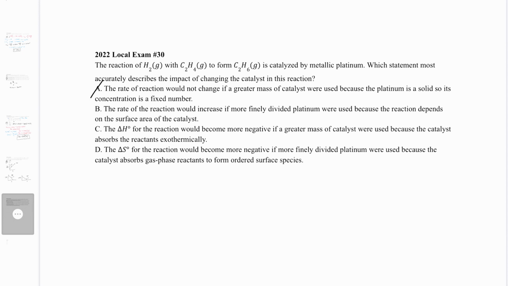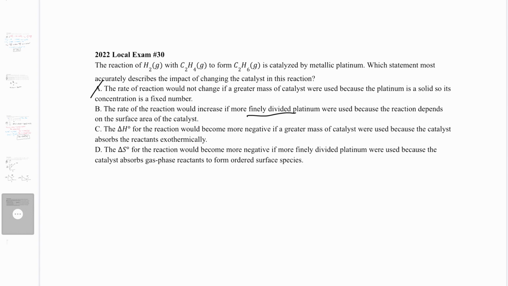B, the rate of the reaction would increase if more finely divided platinum were used because the reaction depends on the surface area of the catalyst. That is true. If you have more catalyst and you have more surface area for the catalyst to work on, the reaction runs faster. Think of it as a factory. If you have more workers in a factory, it's going to run faster. It wouldn't run faster if you just had like 100 employees just at the same location. That's why you want more surface area. You want more places for the platinum to be able to react with all your reactants. That's why you would want finely divided platinum. You would grind it up and then that would increase the surface area.